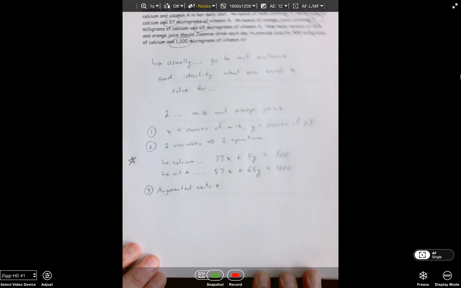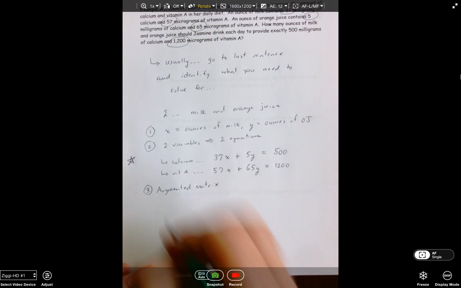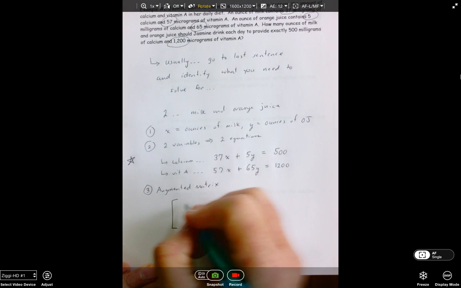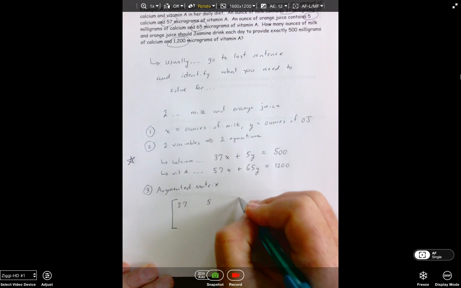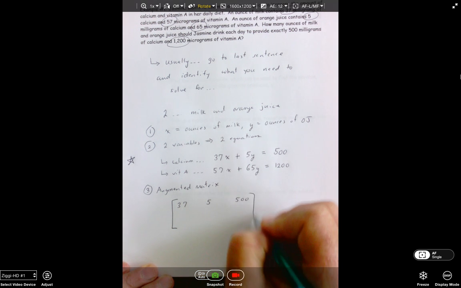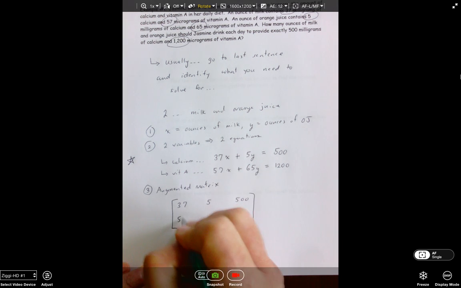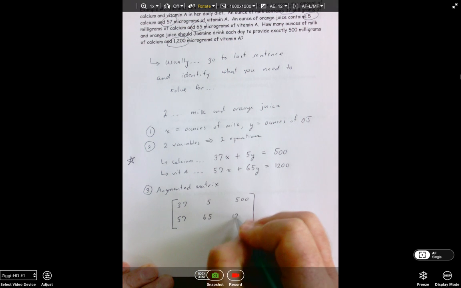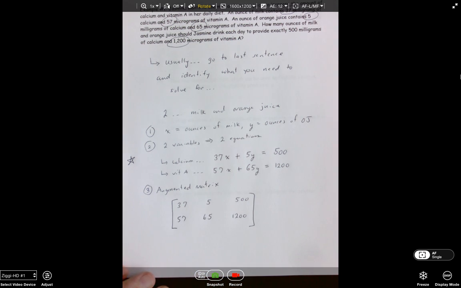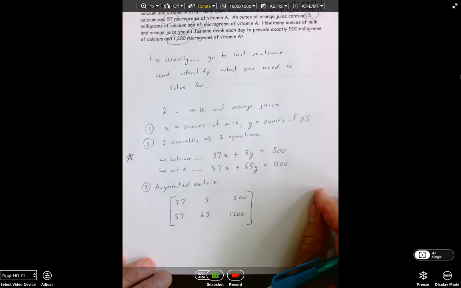Well, we saw from the previous video that the augmented matrix for this is going to look like 37, 5, 500, 57, 65, 1,200. So gang, if I put this into my calculator, I'm going to get the answer.